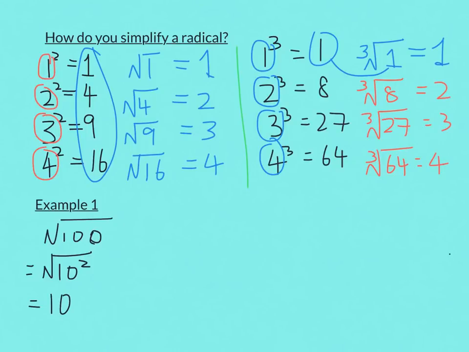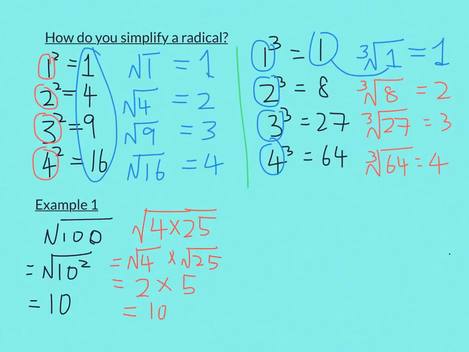And let's think about the factors of 100. 100 can be written as, I'm looking at two perfect squares, so maybe 4 and 25, that gives me 100. And let's say if I decide to break it up to square root of 4 multiplied by square root of 25. And we know that square root of 4 gives me 2, and square root of 25 gives me 5, and 2 times 5 gives me 10.